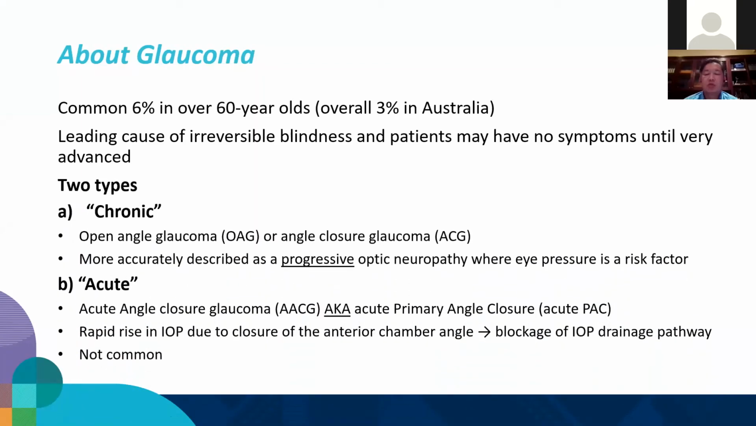There are two types, the so-called chronic and acute. Now, the chronic, again, is divided into open angle or angle closure, depending on what the drainage system looks like. And I'll show you a picture of that in the next slide.